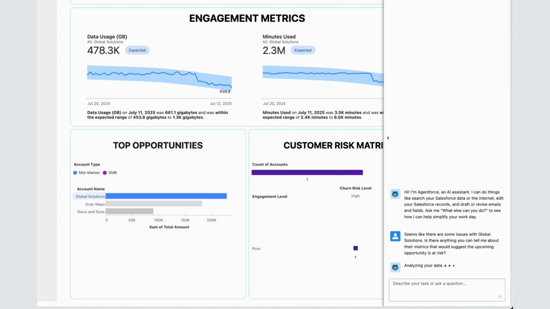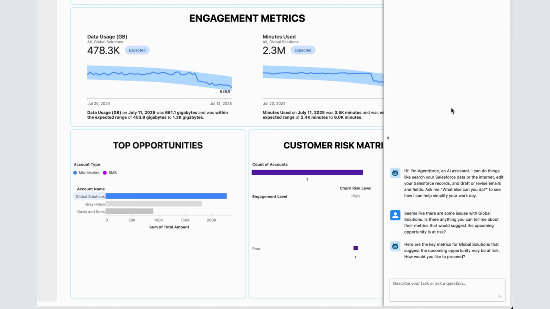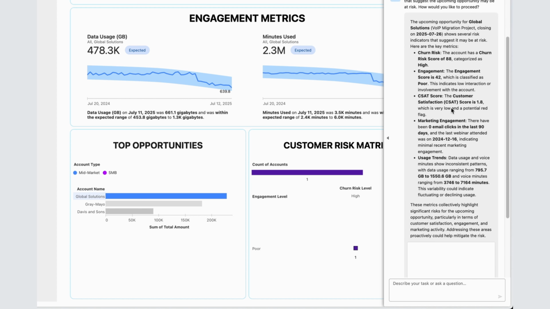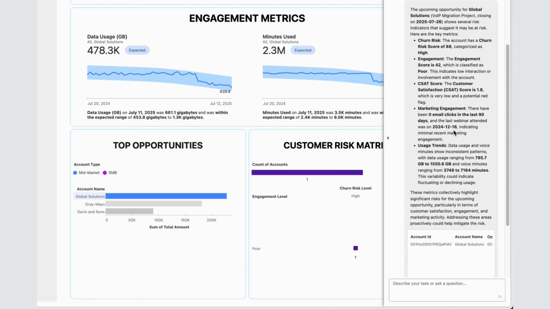It's going to have a look at some underlying metrics in Sales Cloud, in Service Cloud, and make some recommendations as to what I should do next. So I can see here that for Global Solutions, they have this upcoming migration project. They've got a really high churn risk score, their engagement score is low, their customer satisfaction is down, they haven't engaged in marketing recently, and their usage has really dropped off a cliff, as we just discovered. So this is really flagging to me as a problem.